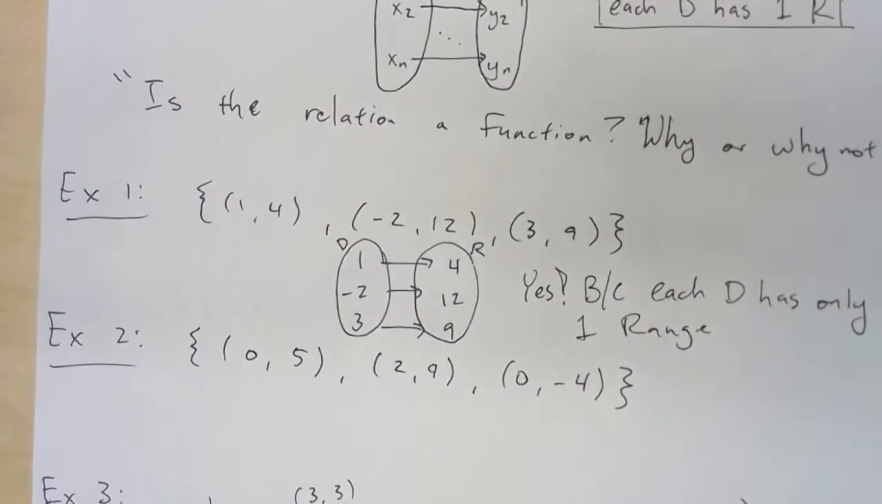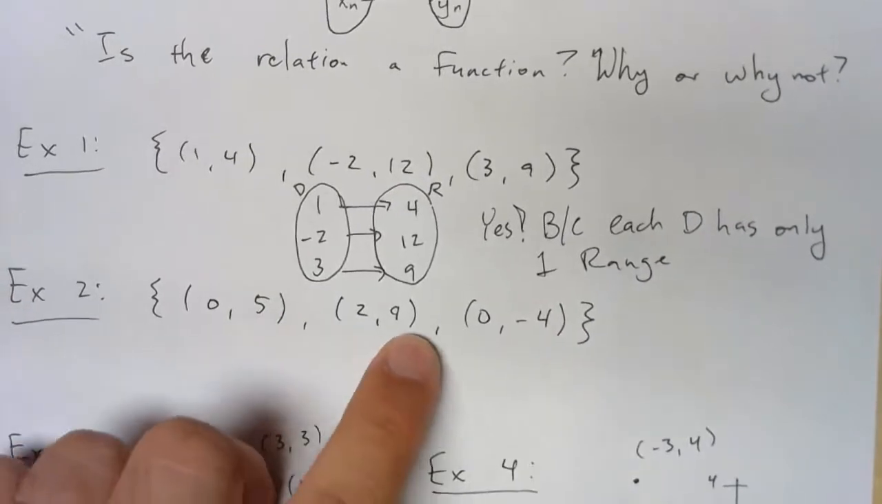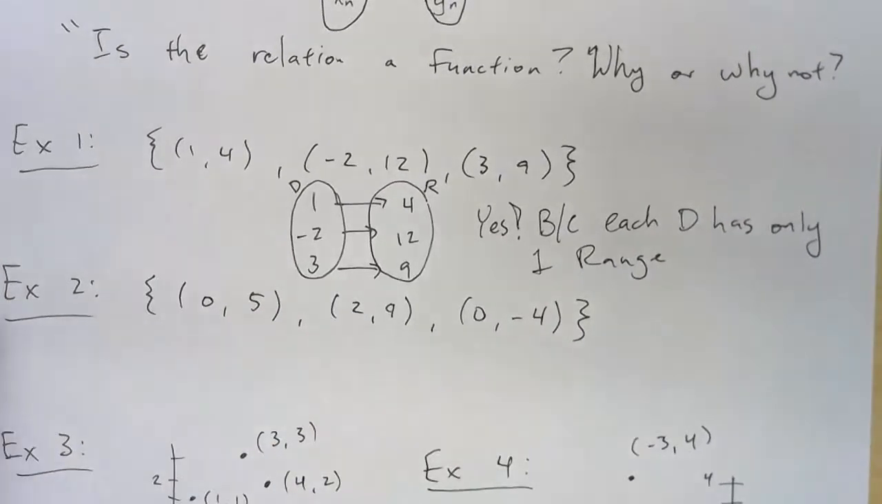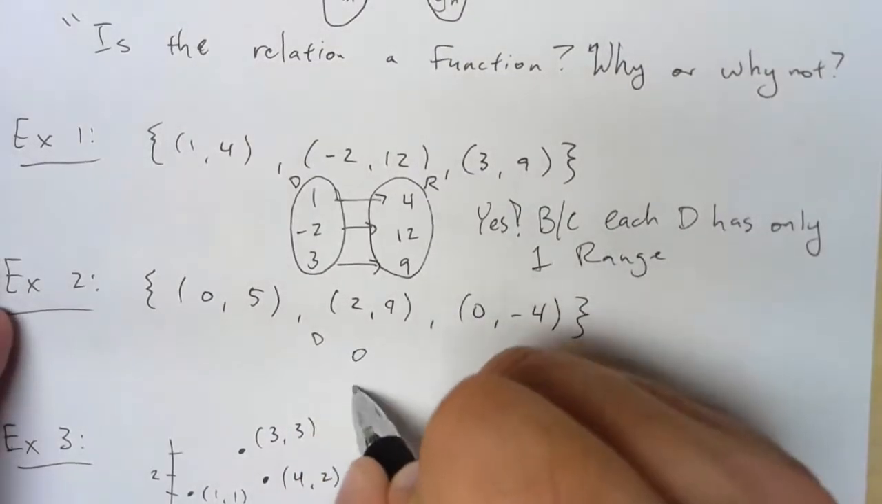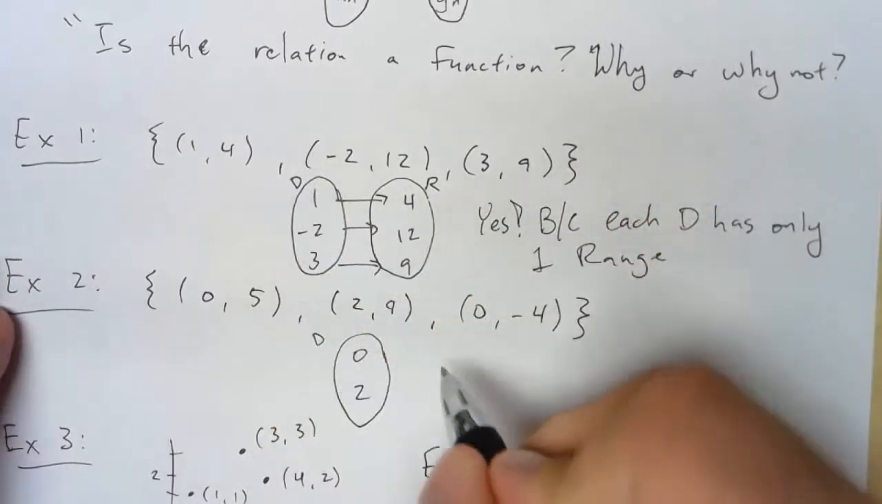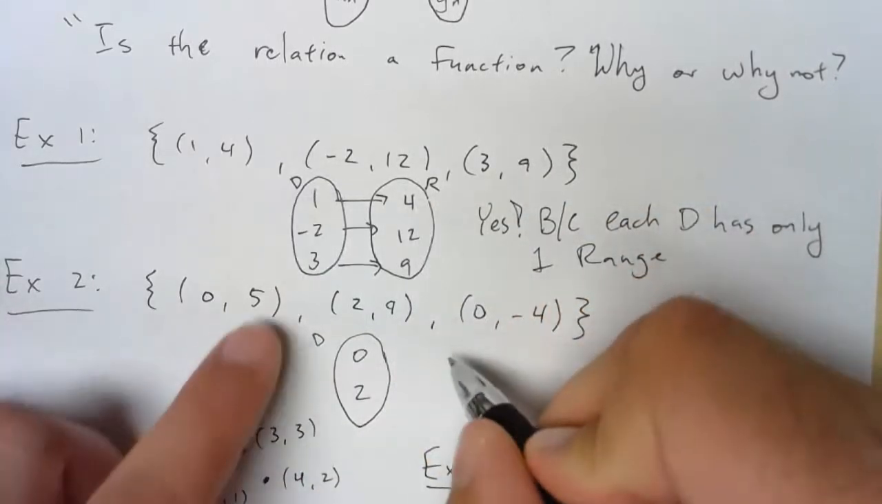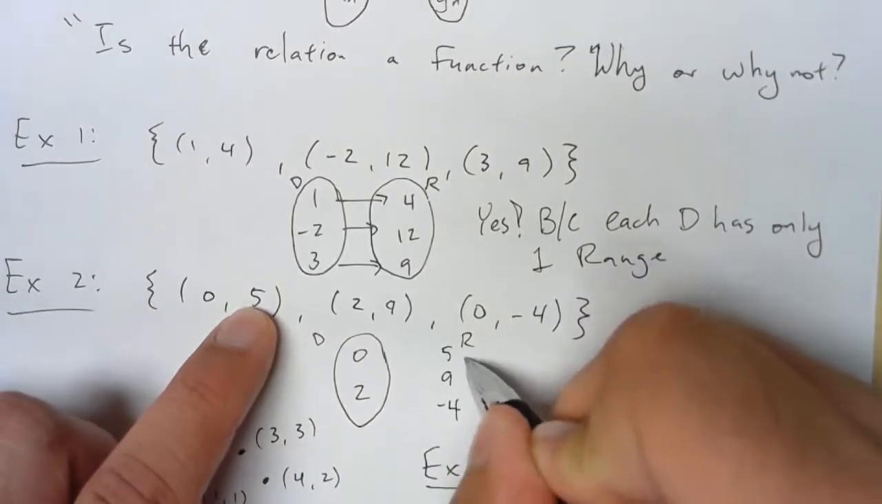Okay, so let's look at example 2. We've got a couple different numbers in here: 0, 5, 2, 9, and 0, negative 4. So again, I'm going to draw my mapping. My domain has 0 and 2, and another 0. I'm not going to draw another one. I only need to list it once because I can draw multiple arrows. So my range values are 5 and 9 and negative 4.